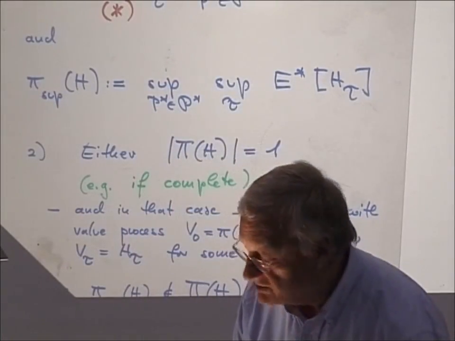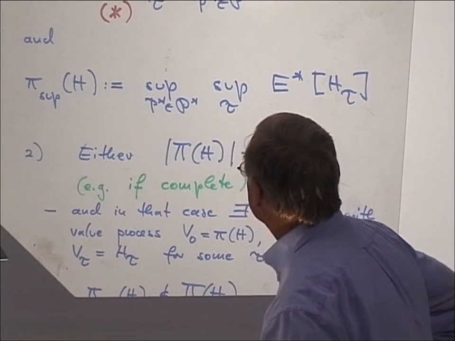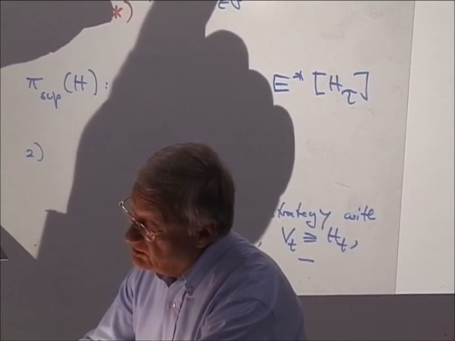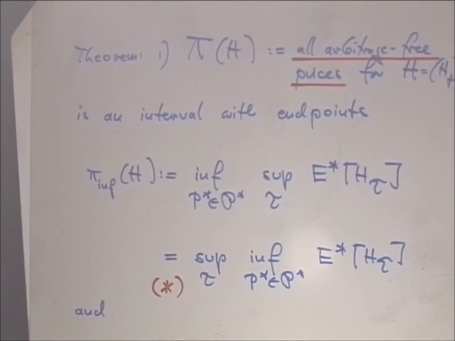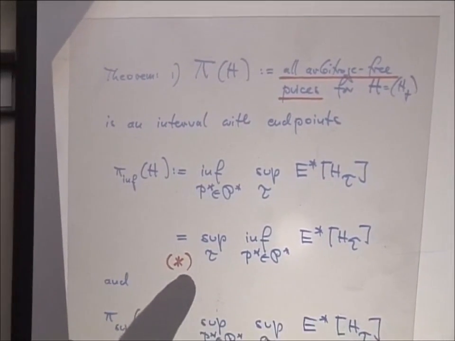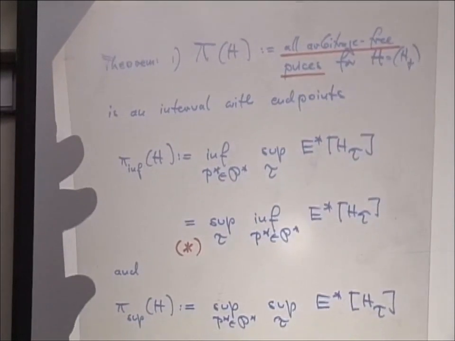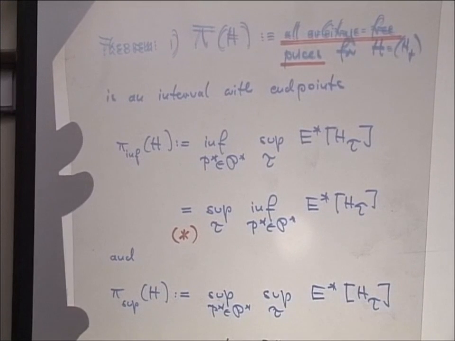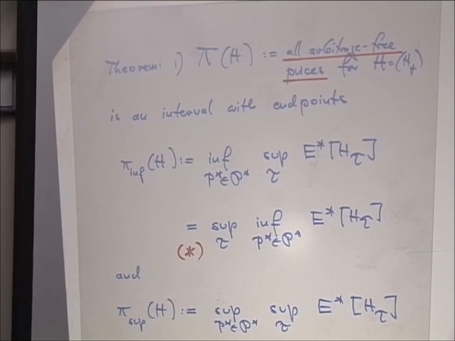And then the theorem is that the class of all arbitrage-free prices for the American option is an interval with these endpoints here. So here you take the solution of the optimal stopping problem for the martingale measure P star, and you take the inf here, and, part of the theorem states, you can interchange, and this is useful for some purposes. And the upper endpoint is the sup of the values of the optimal stopping problems over all equivalent martingale measures.